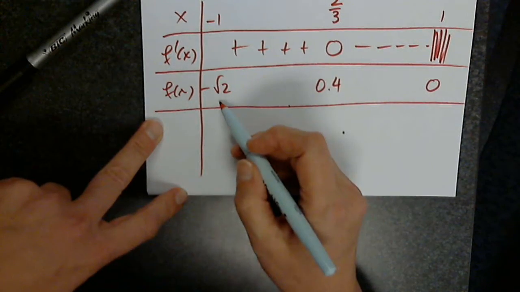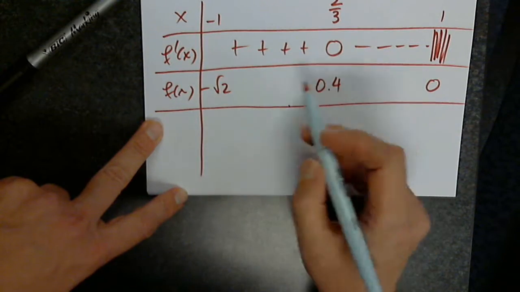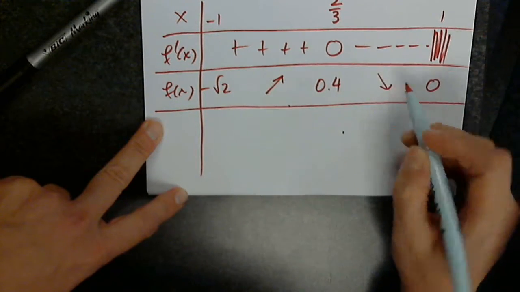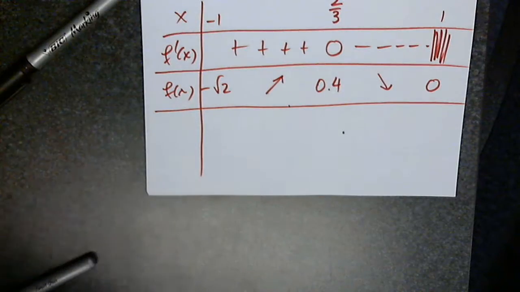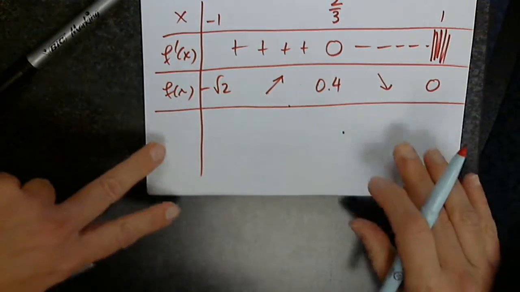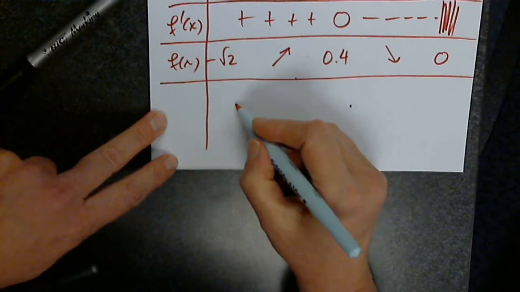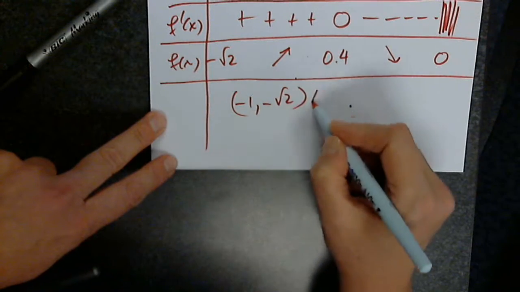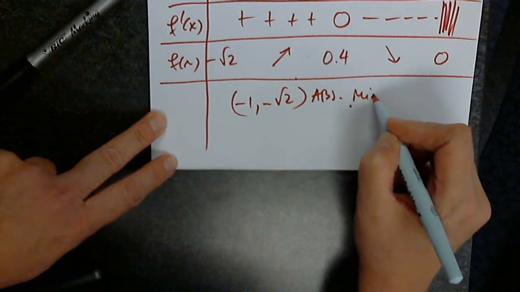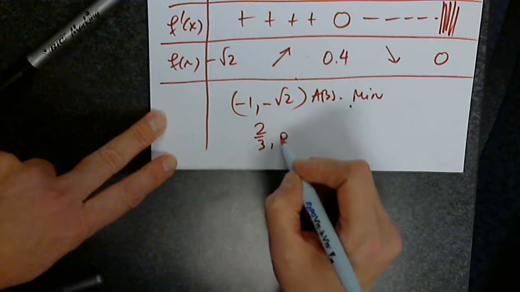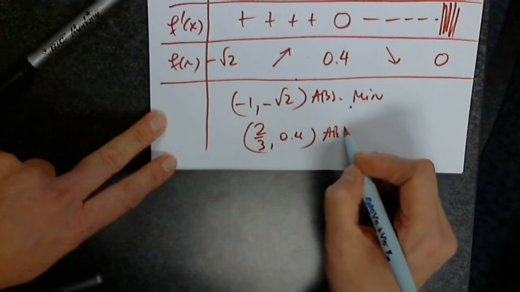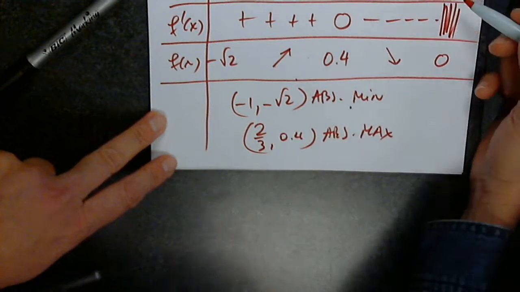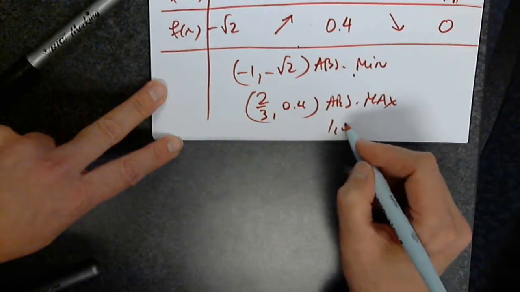So from negative the square root of 2 to 0.4 and then decreasing, and that's what it shows here. So this is an absolute minimum, -1 comma negative the square root of 2. And 2/3 comma 0.4 is the absolute max. And 1 comma 0 is nothing.